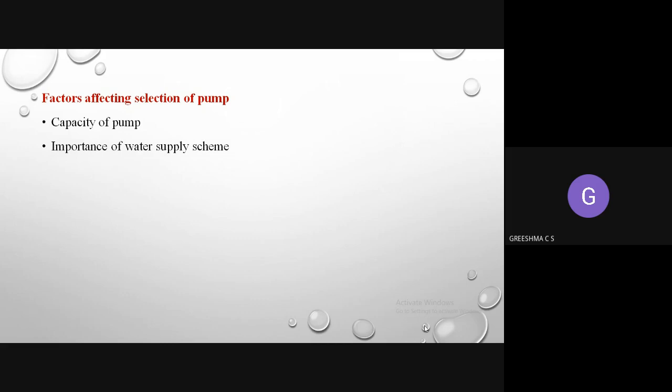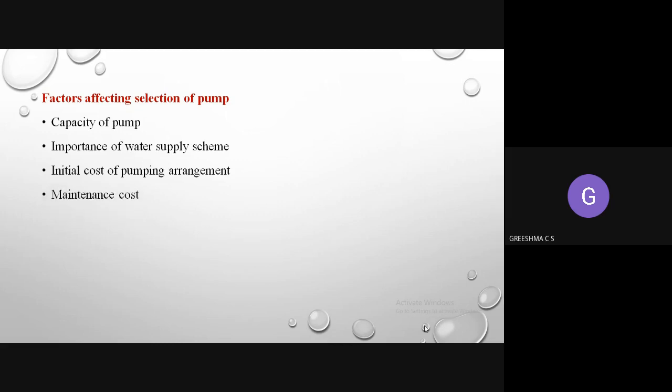Second one is the importance of the water supply scheme. Based on how important the water supply is, sometimes it will be a continuous water supply, sometimes an intermittent water supply, and you will select the pump accordingly. Third one is initial cost. Cost economy is very important. Apart from the efficiency, everything should be within the budget. For some pumps the initial cost is very high, so that is another factor which leads to the selection of the pump.